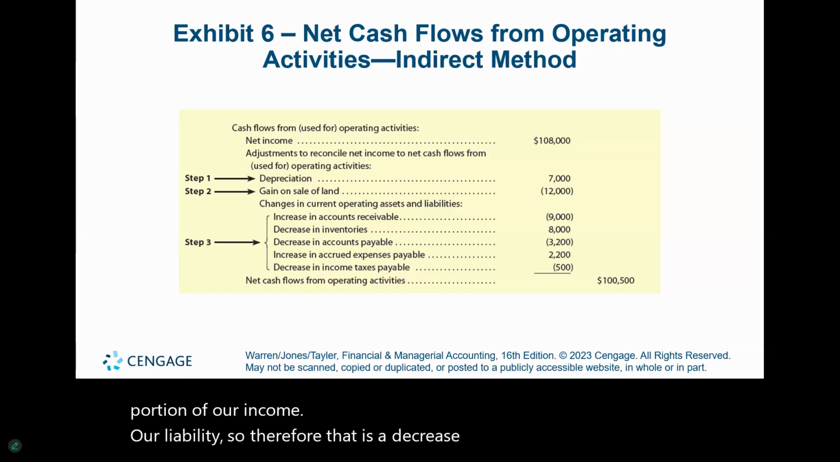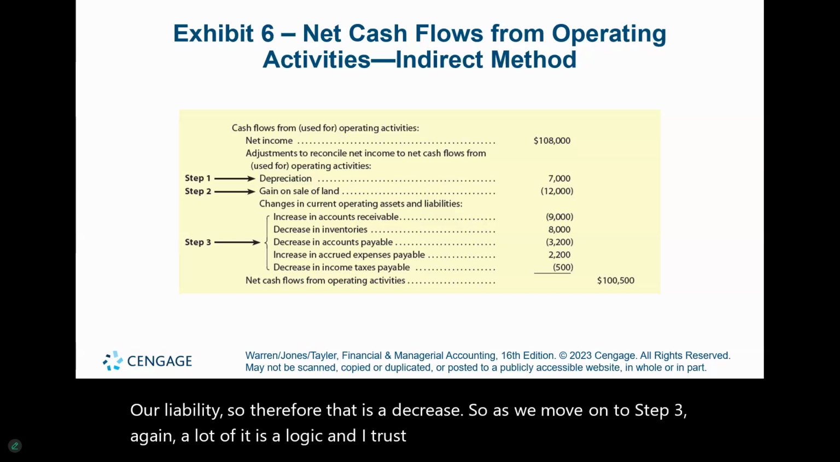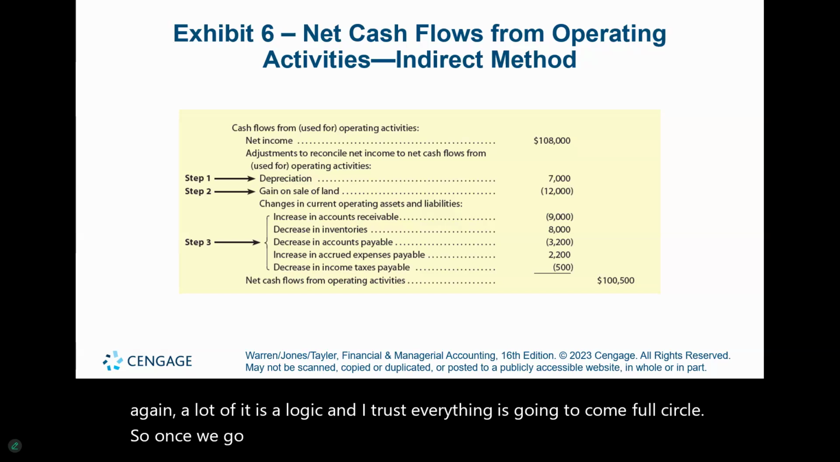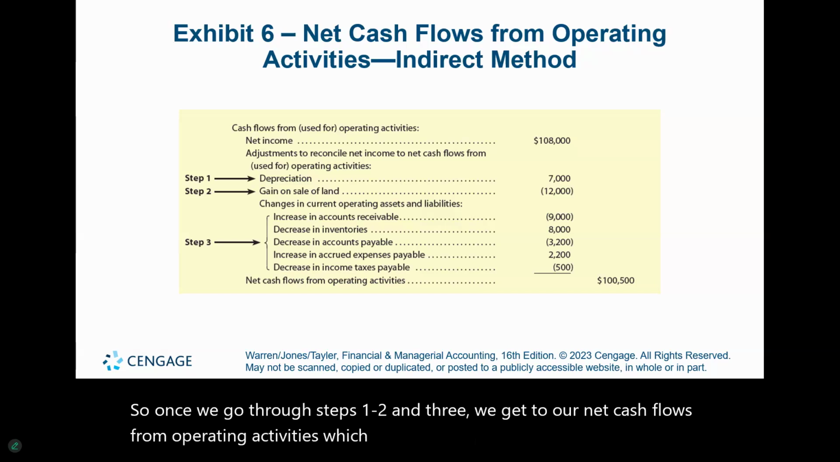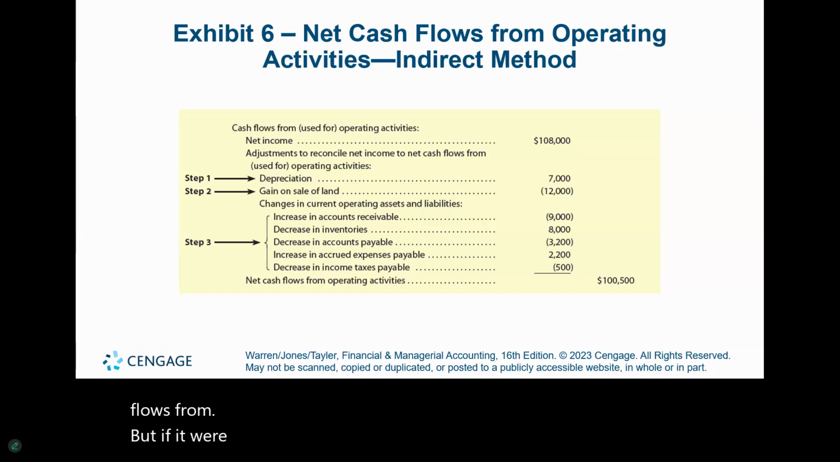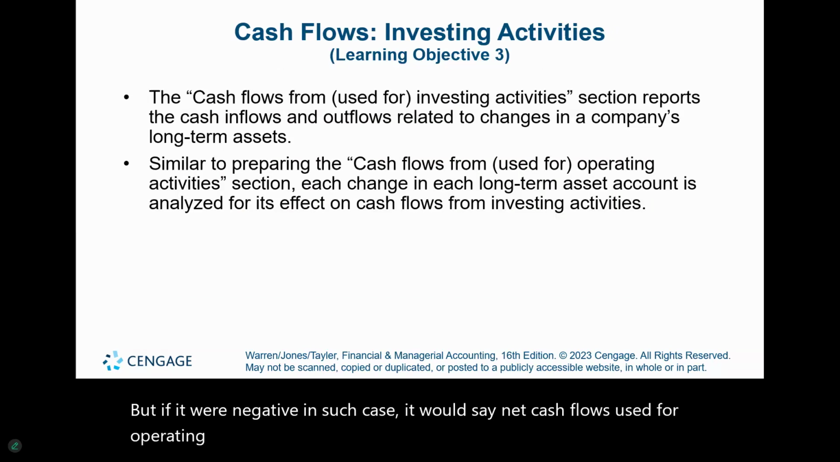So as we move on to step 3, again, a lot of it is logic, and I trust everything is going to come full circle. So once we go through steps 1, 2, and 3, we get to our net cash flows from operating activities, which is positive. That is why it says net cash flows from. But if it were negative, in such case, it would say net cash flows used for operating activities. So now we move on to investing.